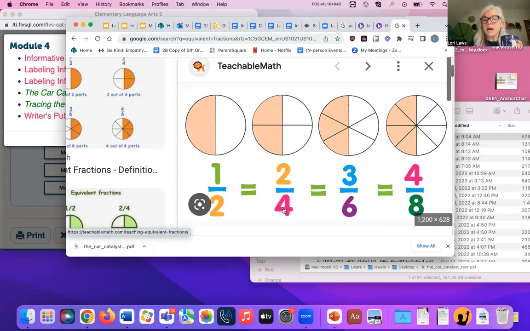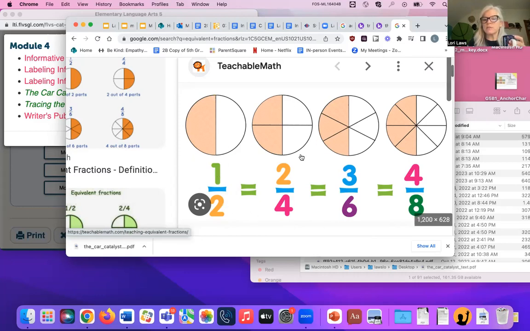If I'm doubling the bottom, I've got to double the top. So if I times the bottom by 2, I have to times the top by 2. And the same 1/2 becomes 2/4. I can do it again. I can times the bottom by 2 and get 8, times the top by 2 and get 4. Let's look at 6. What do I have to times 2 by to get to 6? 2 times what equals 6? 3, right, good. If I times the bottom by 3, I have to times the top by 3.